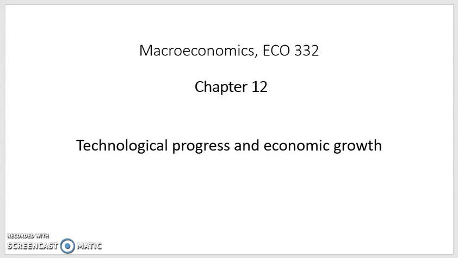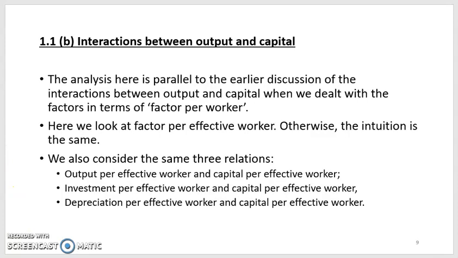So in this video, we'll first look at the interaction between output and capital in an economy where there is technological progress. Now that we have the element, we need to think about the determinants of growth after the introduction of technological progress. Our analysis in this section will be parallel to the one we had in chapter 11.